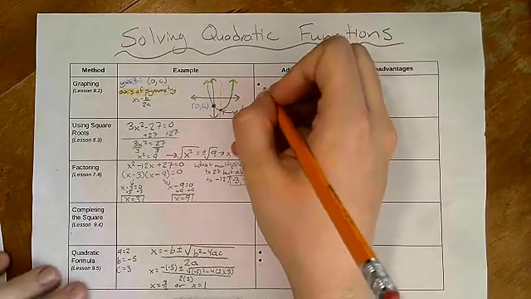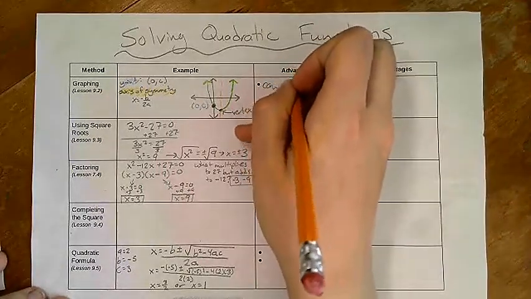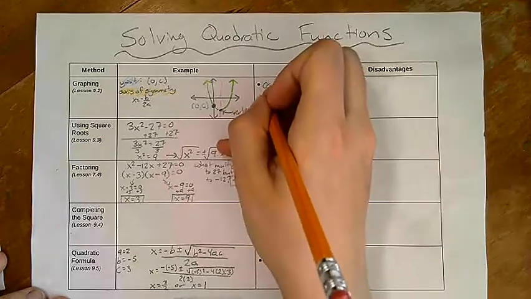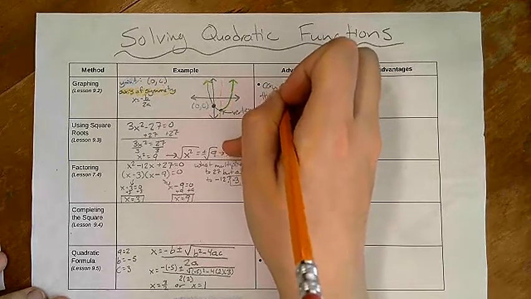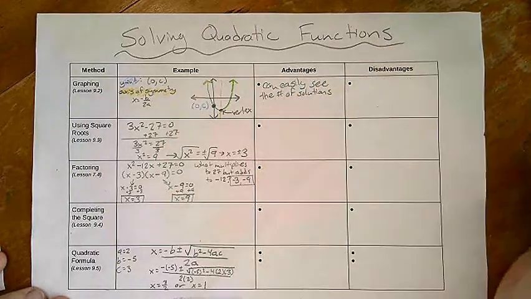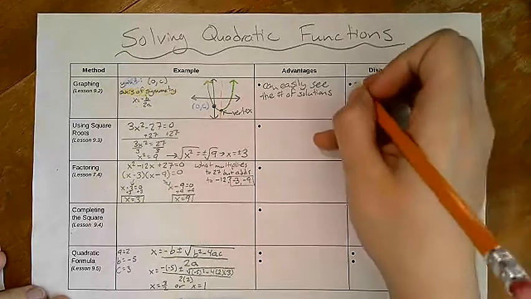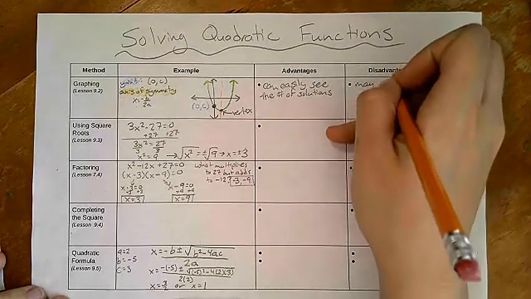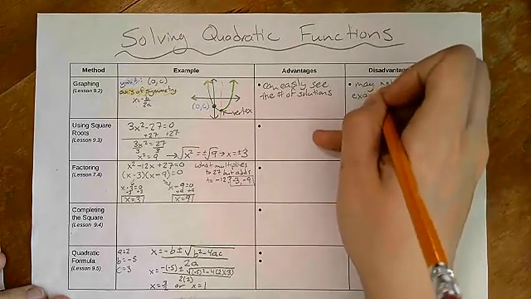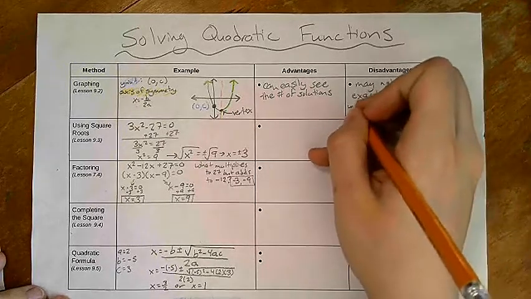So we know that we could graph to find a solution. Now, the advantage to this is that we can easily see the number of solutions. That's pretty great. We can easily see if it has 2 solutions, 1 solution, or no solutions. The downside to graphing is that it may not give an exact solution without using a table.